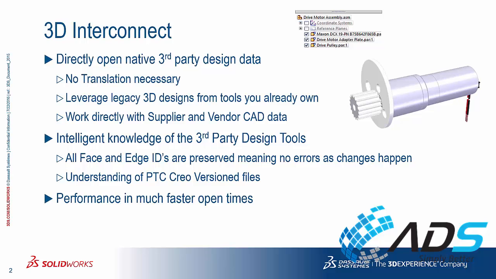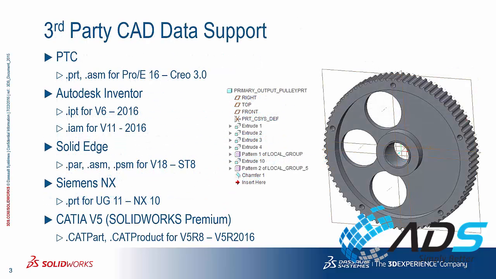File formats utilized by 3D Interconnect also open significantly faster than traditional translation processes and likewise eliminate the additional tasks often associated with those workflows, as there's no additional files to manage. Let's look for a moment at the various file formats that are currently supported by 3D Interconnect. These include PTC Creo, Autodesk Inventor, Siemens Solid Edge, and NX, as well as CATIA V5 for SOLIDWORKS Premium customers.